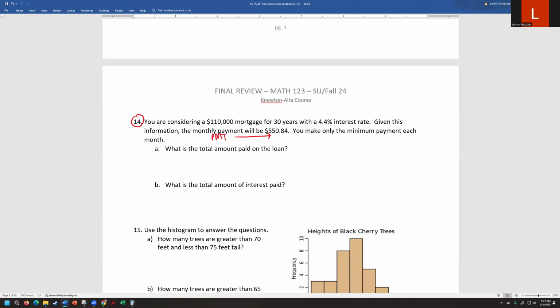Okay, so let's just read it. It says, you are considering a 110,000 mortgage for 30 years with a 4.4% interest rate. So all of this information gives you how they got this in Excel, okay? But they already did it for you. You're only going to make the minimum payment each month. What is the total amount paid on the loan?